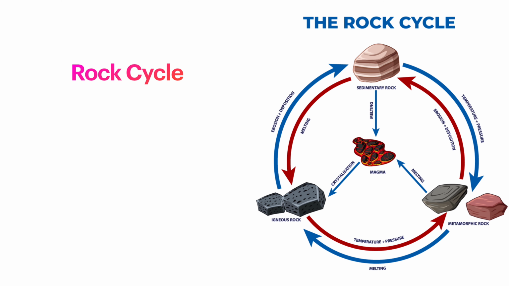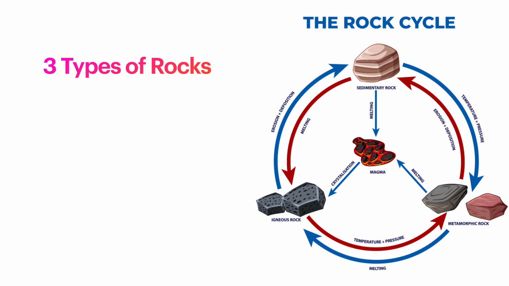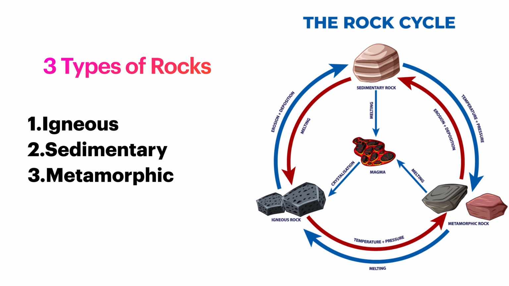The rock cycle is like a big recycling process for rocks. It describes how rocks change from one type to another over time. There are three main types of rocks: igneous, sedimentary, and metamorphic.